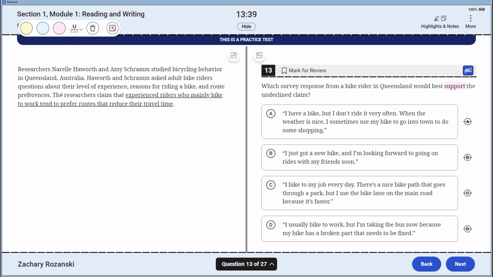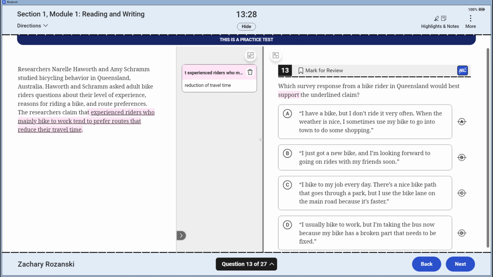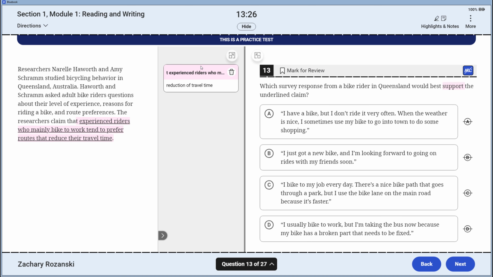13. We've got a claim that we are supporting, and we've got quotations. Let's ignore all of this and just go right here. Experienced riders who mainly bike to work tend to prefer routes that reduce their travel time. Reduction of travel time is the notion that I'm clinging to in what matters. So I'm going to push each of these through this lens.